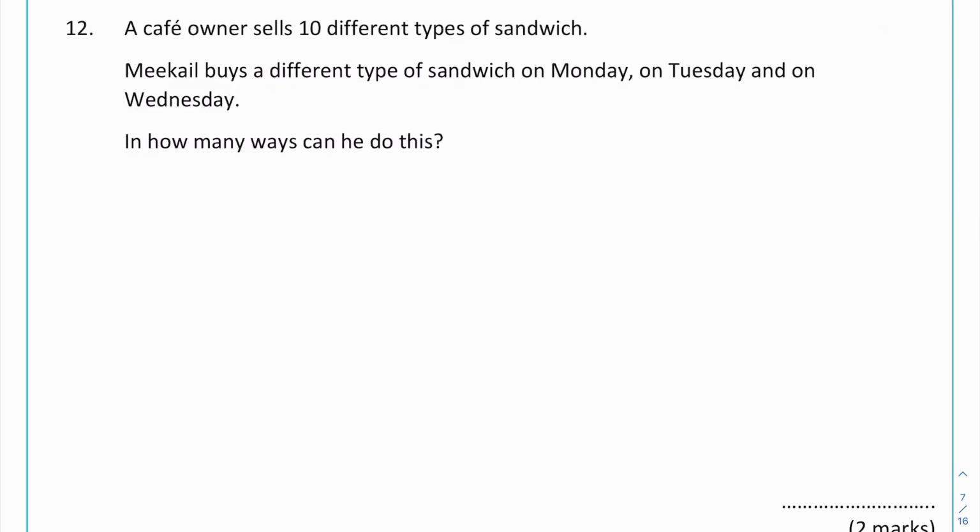Okay, so a cafe owner sells 10 different types of sandwich. Mikael buys a different type of sandwich on Monday, on Tuesday and on Wednesday. In how many ways can he do this? So on Monday, he has 10 different options of sandwiches. On Tuesday though, he's going to buy a different sandwich, so he's only now got 9 options. And on Wednesday, he's going to buy a different sandwich again, so now he only has 8 options.